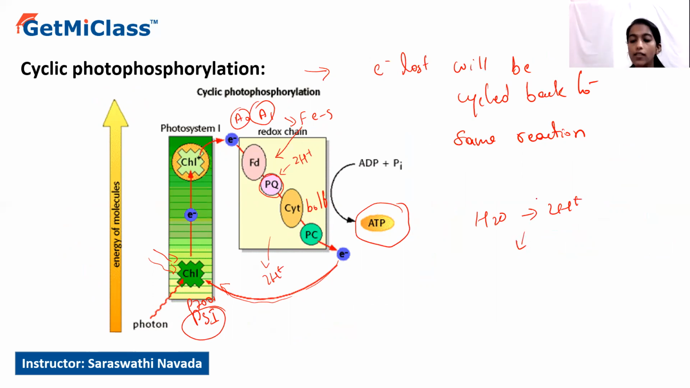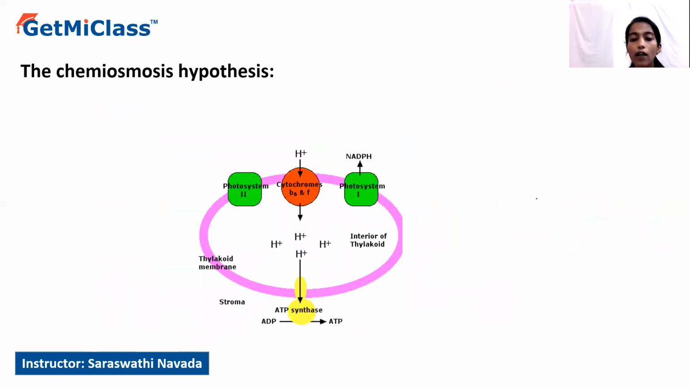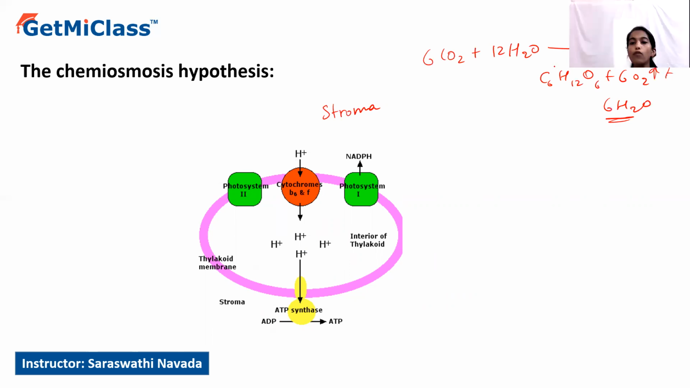Keeping this in mind, now we have to see totally how many hydrogen ions will be added from the stroma of chloroplast to the lumen of thylakoid during the light reaction. We know the equation of photosynthesis. It uses 6 molecules of carbon dioxide and 12 molecules of water to form a carbohydrate, as well as 6 molecules of oxygen and 6 molecules of water. So this is the equation of photosynthesis.